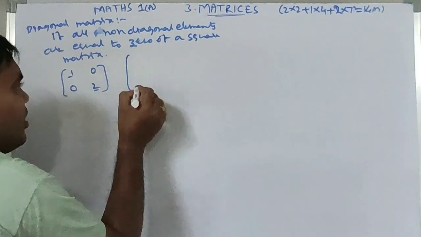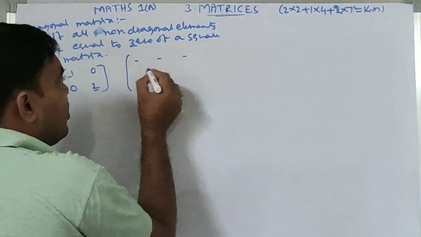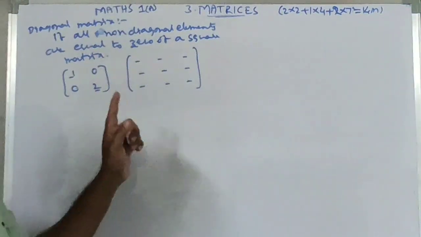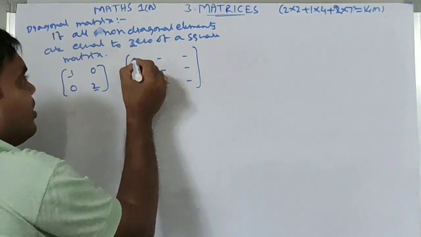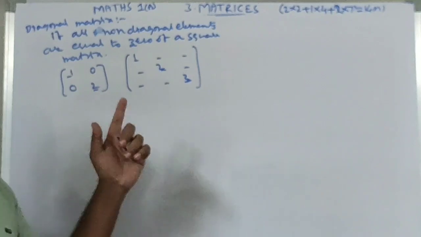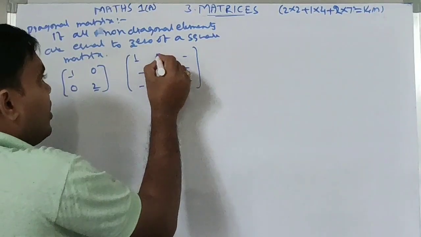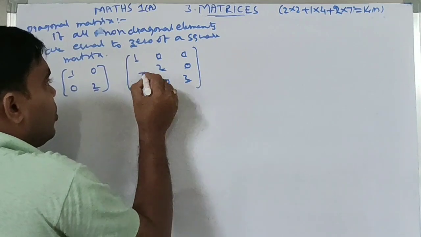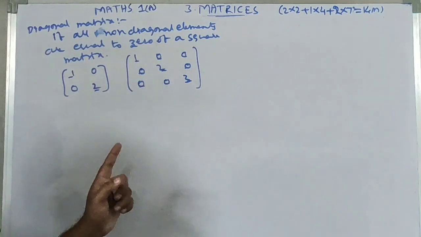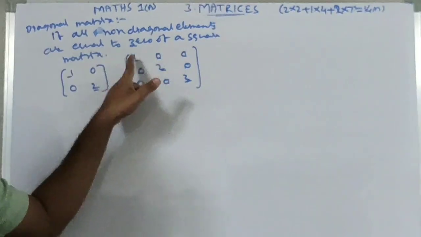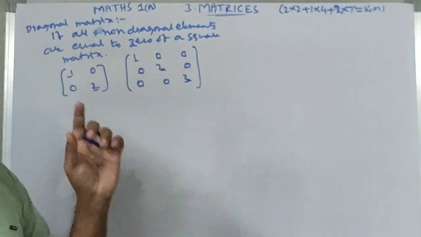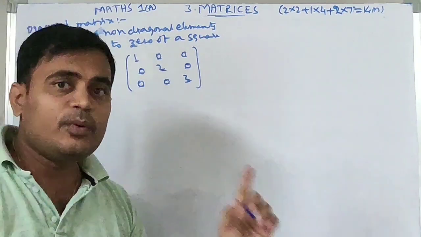One more example. A 3 by 3 matrix, with positions in rows 1, 2, 3 and columns 1, 2, 3. Now here I am taking the positions. These 3 positions of the diagonal are 1, 2, 3. The rest of the positions are non-diagonal elements, and I am taking these elements equal to 0. Now this is also an example of a diagonal matrix. In a diagonal matrix, the non-diagonal elements should be equal to 0.